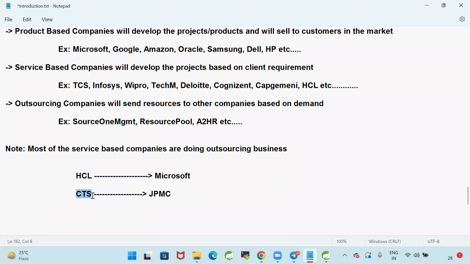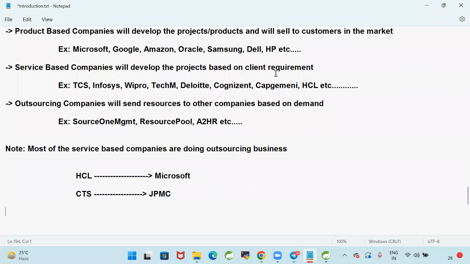Same thing with Cognizant and JP Morgan. JP Morgan is a banking company and a product-based company. Cognizant is a service-based company. Cognizant has given 200 Java developers to JP Morgan. Those 200 employees belong to Cognizant, but they are working in the JPMC company. So JPMC is their client company and Cognizant is their parent company. Nowadays, most companies are doing this outsourcing business, contract jobs. You might have heard about contract jobs.